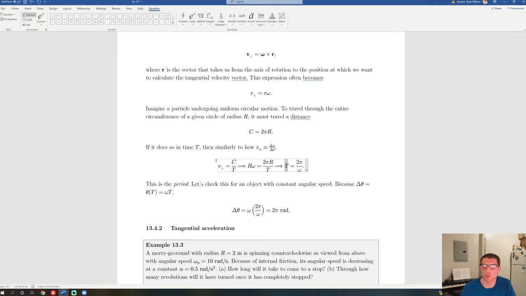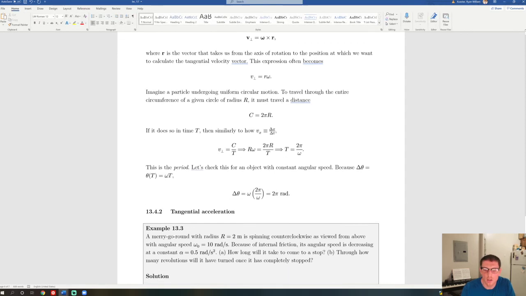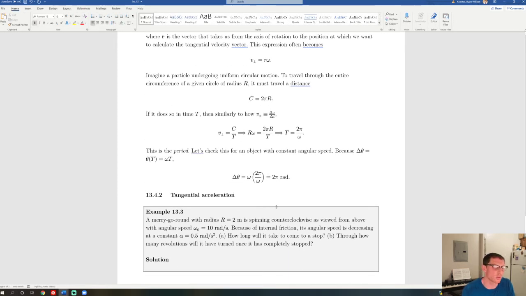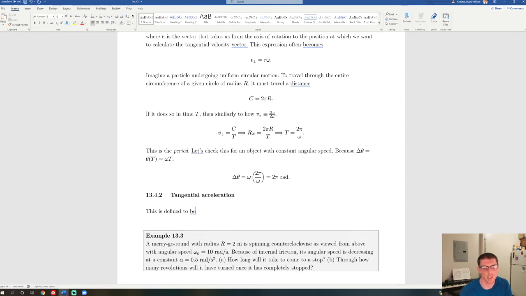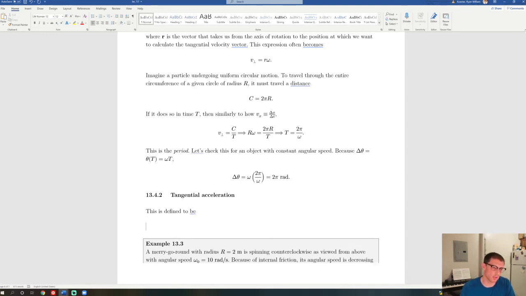Cool. Hopefully that's clear. Now we're going to talk about tangential acceleration, and I'm just going to say this is defined very similarly, or I would say it's defined in the exact same way, really, as the tangential velocity. Let me just write the definition. I'm going to say this is defined to be, and this is also a cross product.